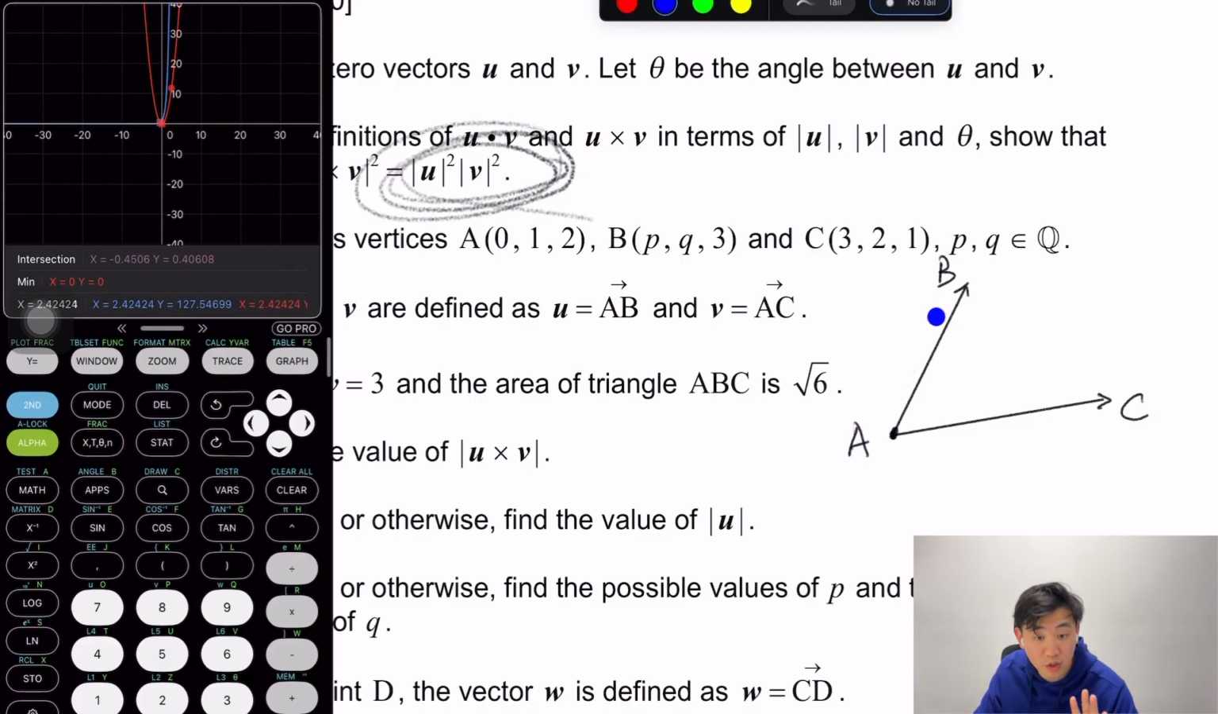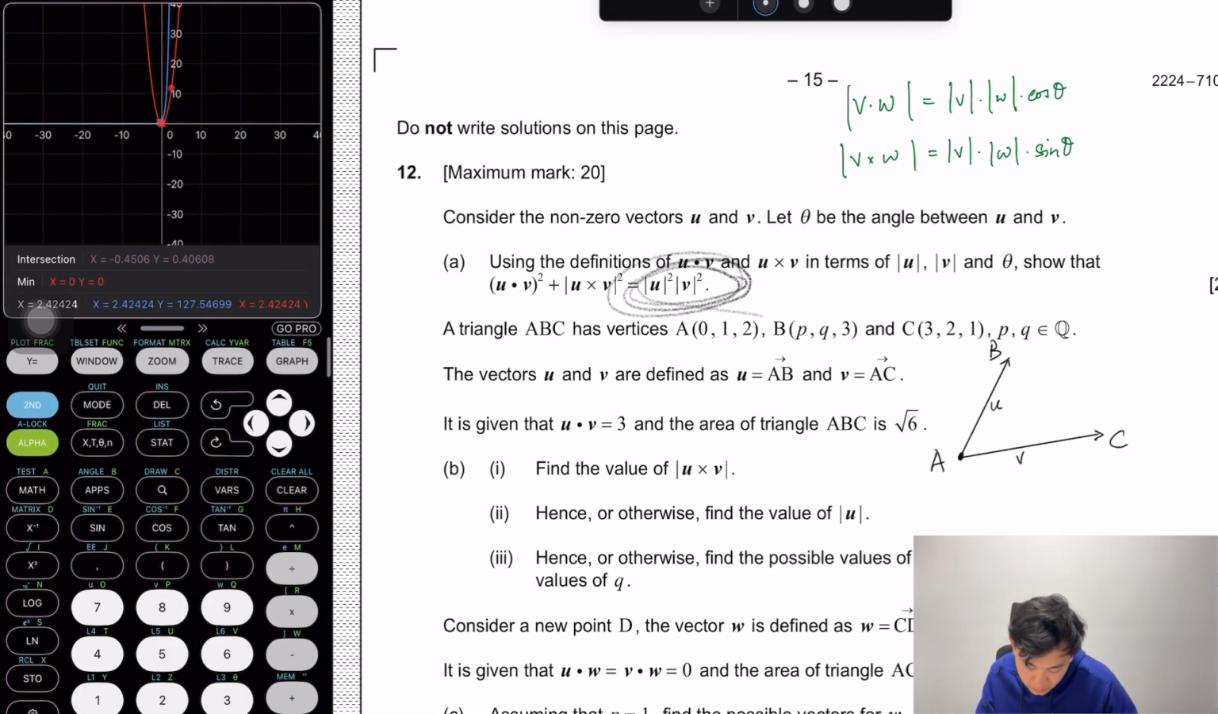Just follow the instructions of what they give you, okay? It says u is AB, so you write the u here, and then v is AC, you write this one as v. It's to visualize the things so that you can see clearly what's going on. Given that u dot v is 3, and the area of the triangle is like this, find the value of this. How can we find that?